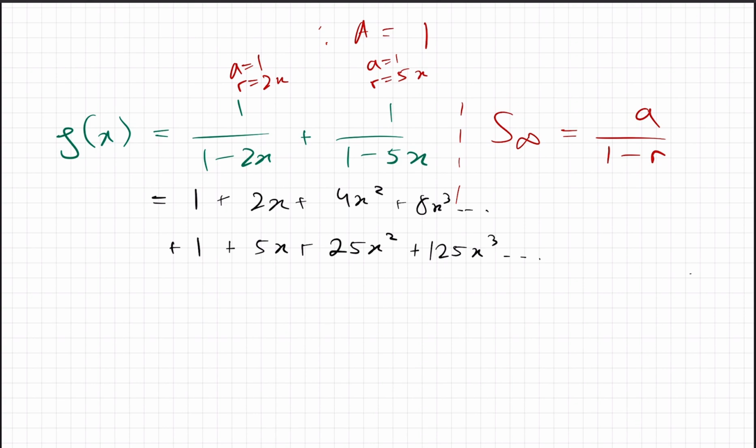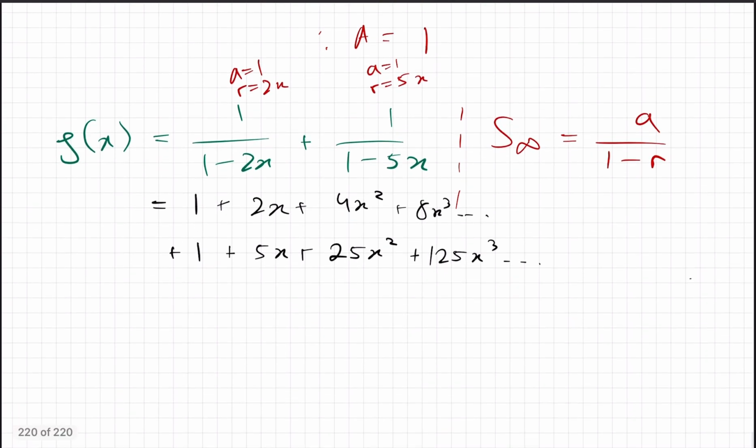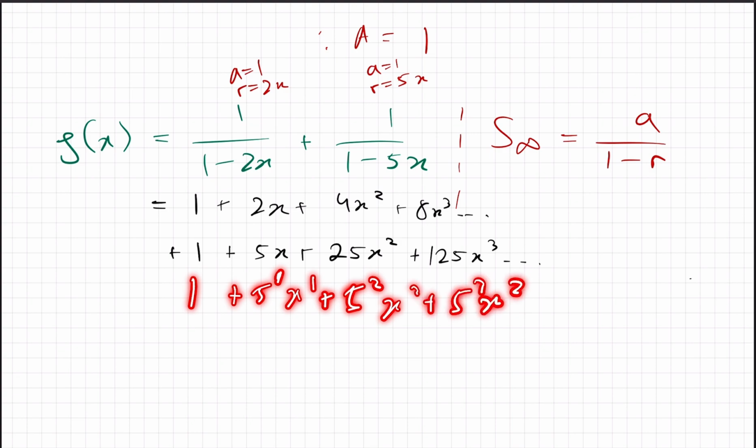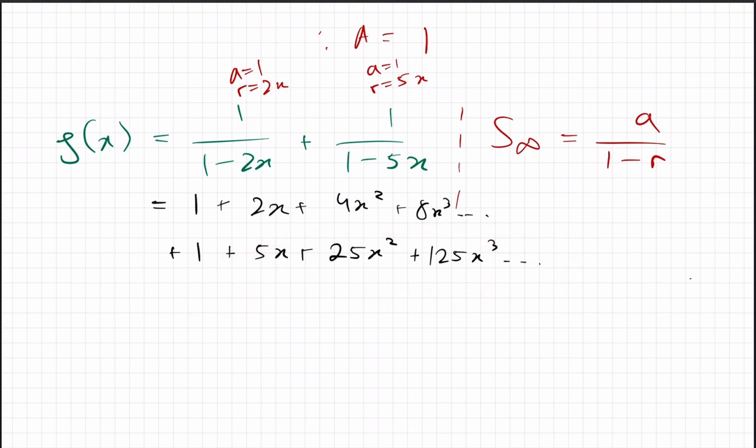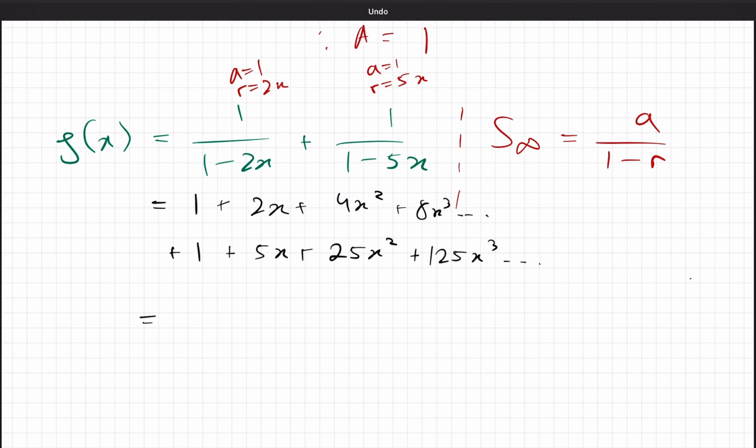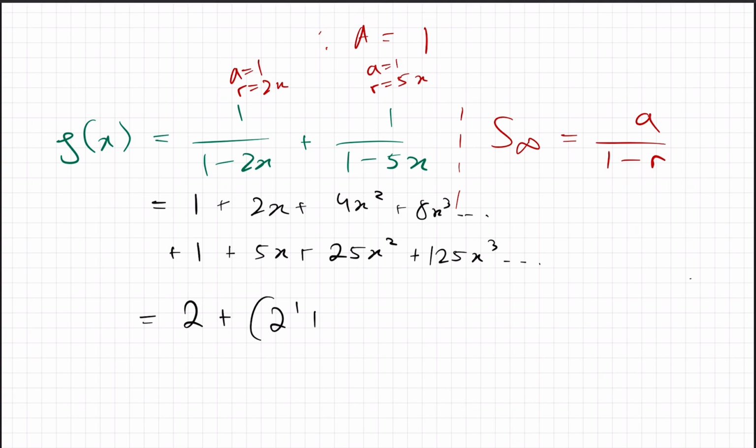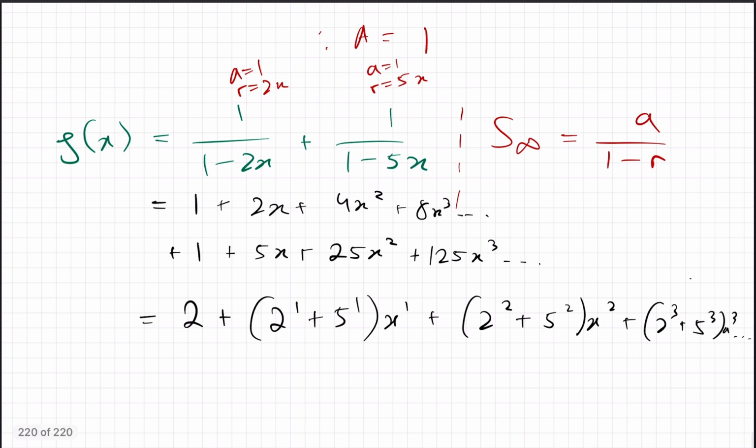it probably would have been better to write these in terms of what they're actually showing. So this is 1 plus 2 to the 1, x to the 1, plus 2 to the 2, x to the 2, 2 to the 3, x to the 3. And this is 1 plus 5 to the 1, x to the 1, plus 5 to the 2, x to the 2, plus 5 to the 3, x to the 3. Remember the common ratio. So all in all, when we collect like terms, I'm just going to leave the first term as 2, it doesn't really matter. But hopefully you can see the pattern it's forming now. And this will continue on forever.